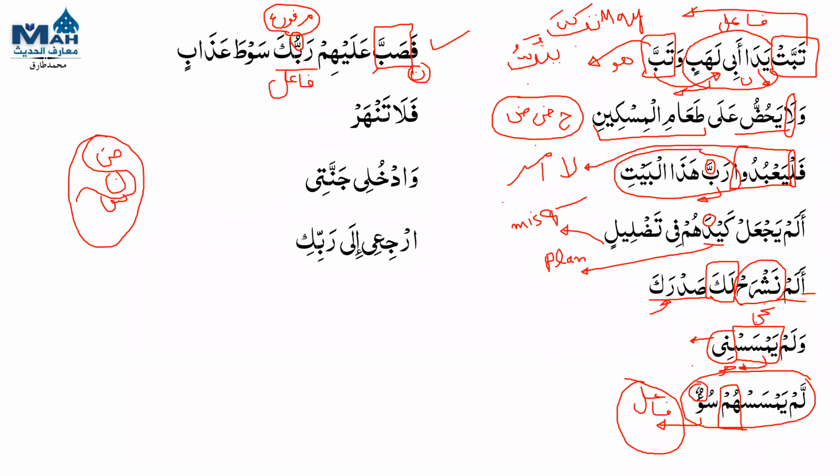فَصَبَّ عَلَيْهِمْ رَبُّكَ. Now, sawta, why is it mansoob? Because it's murakkab idafi. Very good. Sawta adabin, scourge of torment. Sabba means to pour. So can you translate now? فَصَبَّ عَلَيْهِمْ رَبُّكَ صَوْتَ عَذَابٍ. Then your Lord poured on them a scourge of torment.